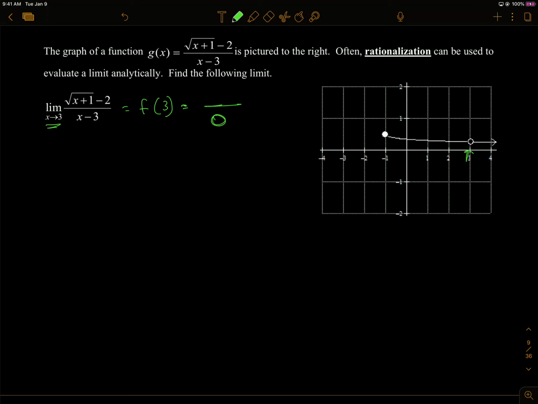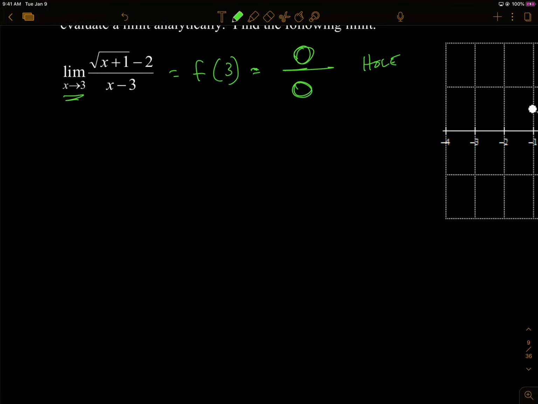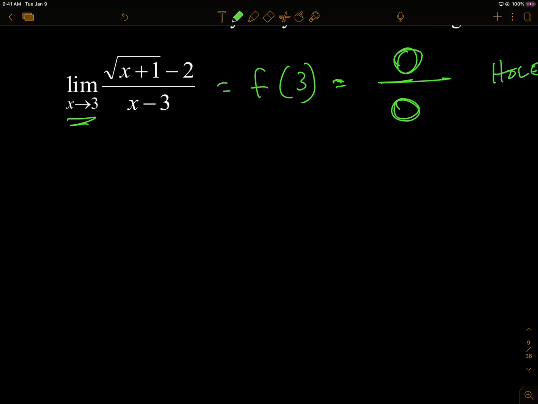I'm also going to plug the 3 in on top to see if it's removable or non-removable, because they just want the limit as x approaches 3. If it's non-removable, my answer is does not exist, and I'm done. So when I plug 3 in the top, I get square root of 4 minus 2. That's also 0. So now I know that it's a hole. It's removable, so I want to go ahead and remove it. The problem here is this is not a polynomial, as we discussed earlier, so I can't just factor it and cancel.